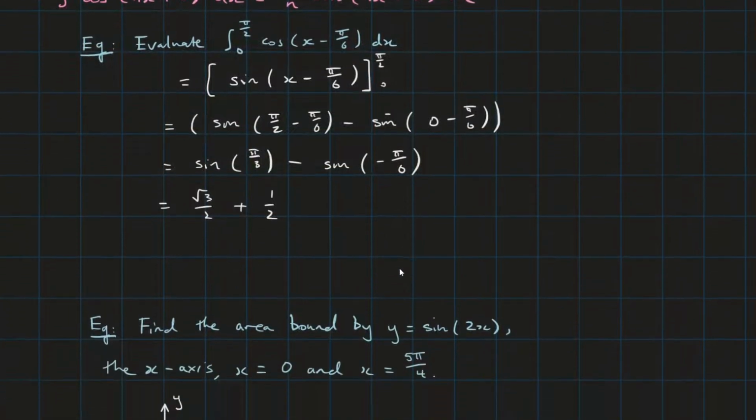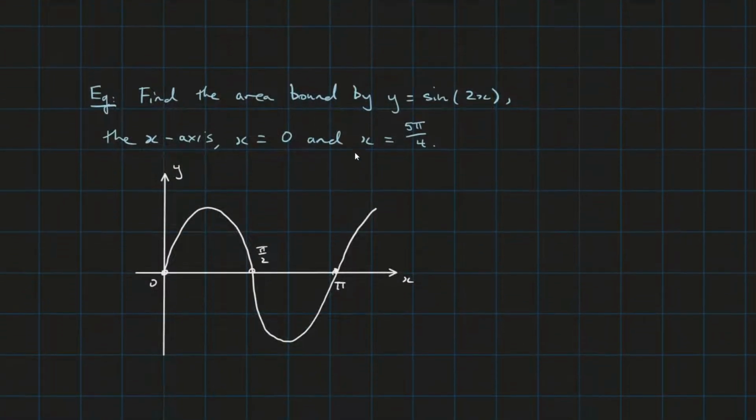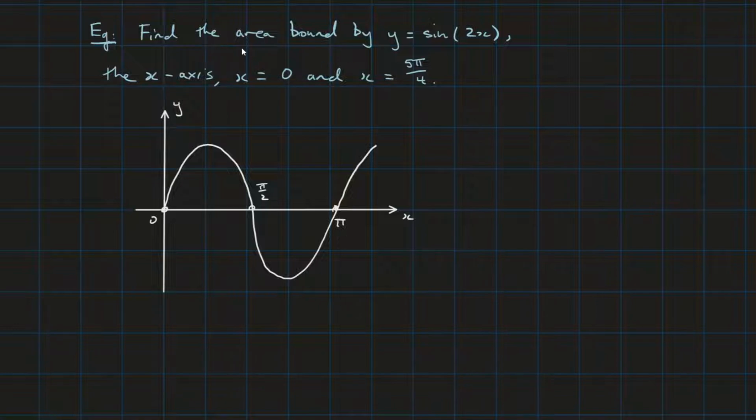Okay. So in this next question, it specifically asks us to calculate an area. So in this case, we need a unit squared at the end of our answer. So let's apply the sine integration rule to find the area bound by y is equal to sine of 2x, the x-axis, x is equal to 0, and x is equal to 5 pi on 4. So x equals 0 starts here.